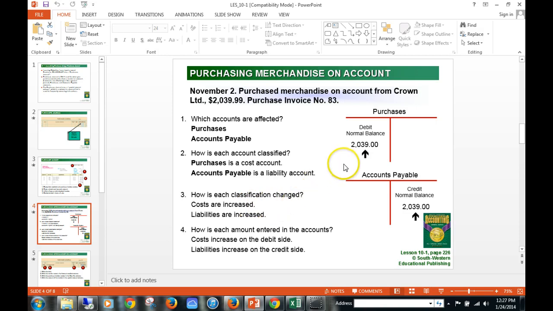How has each classification changed? Costs are increased. Liabilities are increased. All right, we owe Crown Limited $2,039 within 30 days. And our costs of what it costs for us to run our business and sell our merchandise also go up. So again, we're going to debit purchases, and the accounts payable is credited. But they're both increased.